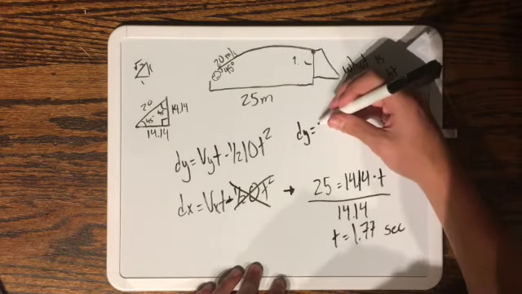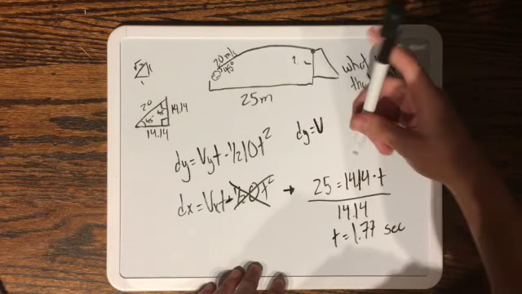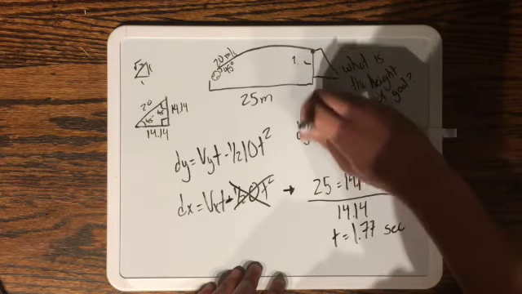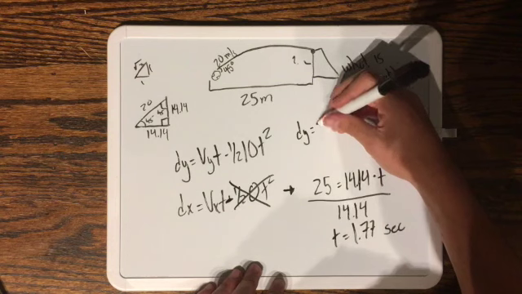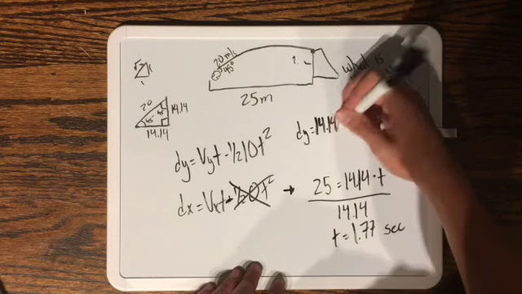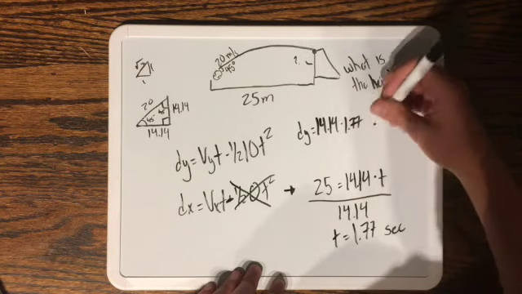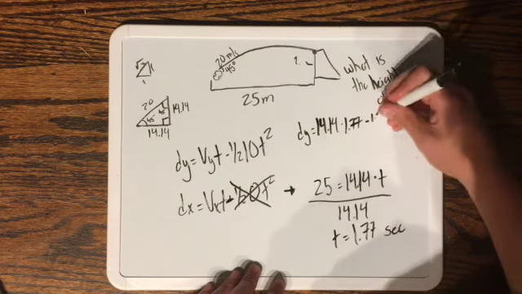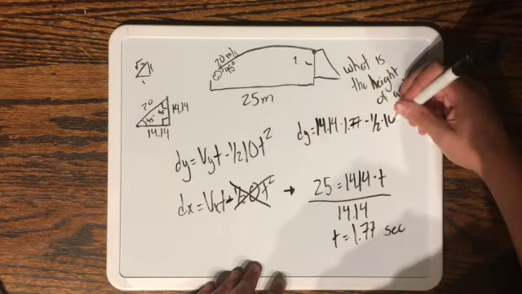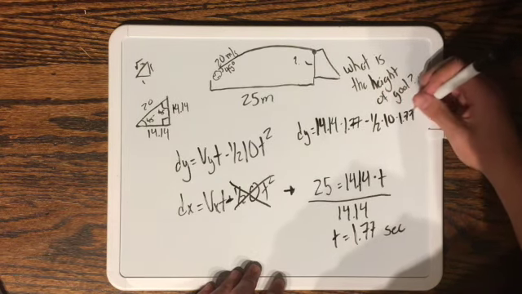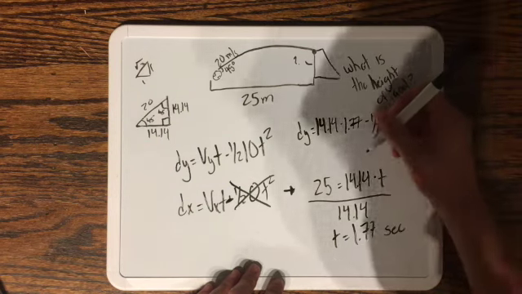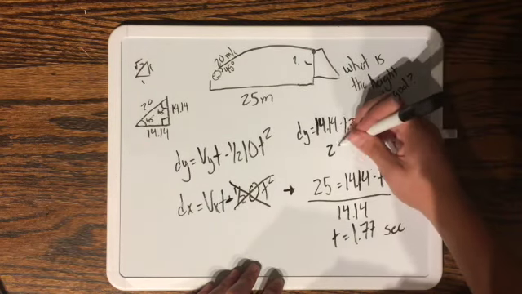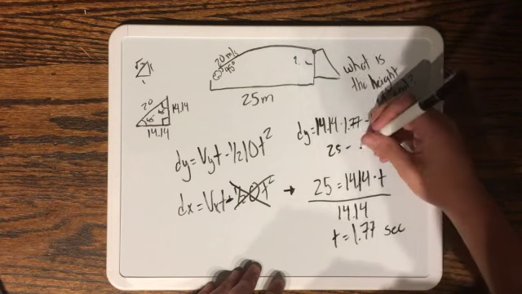Continuing on, you would use the y equation. Distance of y is equal to velocity of y times time minus 1/2 10t squared. So you plug in 14.14 is the velocity for y times the time that we just found out, minus 1/2 times 10 times 1.77 squared, because that is the time of the equation.